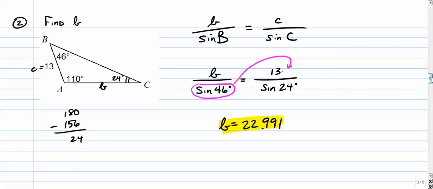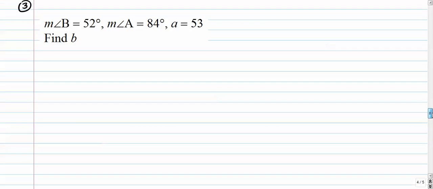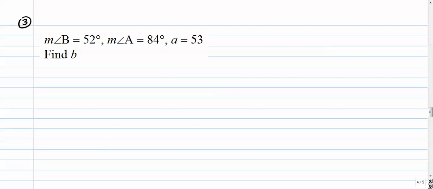Okay. Number 3. 2 more here. Alright, sometimes you're not going to be given the diagrams. You have to draw your own. So we have to have a general idea of what a 52-degree angle looks like, what an 84-degree angle looks like, right? And you can use some basic references. I have references in my head that say, alright, that's about a 45.